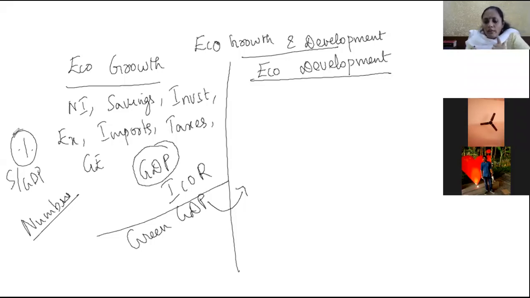Now we move on to the right hand side, which is economic development. What is economic development? We are going to answer this by saying that development encompasses growth, but it is something more than growth. What is this more than growth?